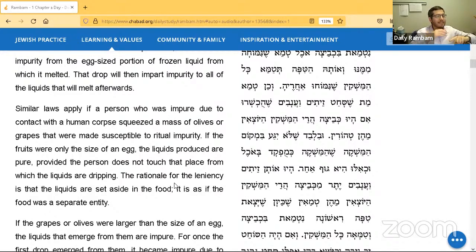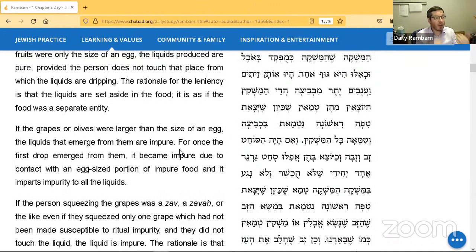The rationale for the leniency is that the liquids are set aside in the food, as if it were a separate entity. And therefore, when you squeeze it, we're talking about the fact that because of the contact from the person who is now impure, the fruit itself is impure. But when you squeeze out the liquid from it, that's considered something that was inside but separate to the food. And because the individual grape is smaller than the size of a beitza, it can't transfer tuma to the liquid, so long as this person himself doesn't touch the spot where the liquid's coming out, and it's simply being dripped out of the fruit. Because the fruit itself can't transfer it, it will remain pure.